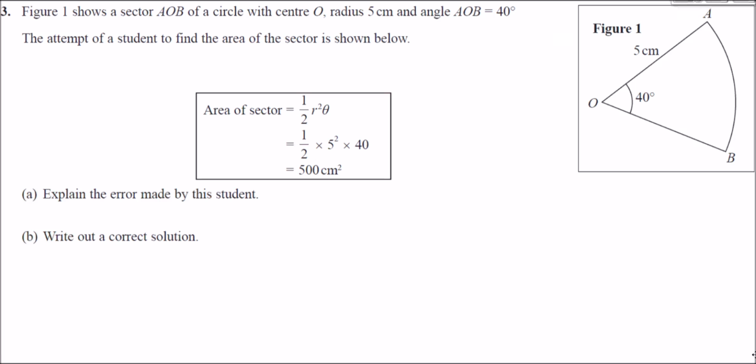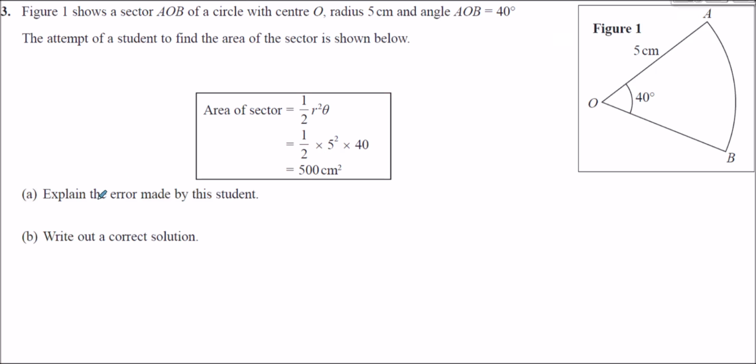Question 3 is about a sector, AOB, of a circle, radius 5 centimeters, and angle AOB at the center is 40 degrees. So a student here is attempting to find the area of a sector, and their attempt is shown below. So the area of a sector is half r squared theta. That should be familiar to you, hopefully. So we've done a half multiplied by 5 squared multiplied by theta, which they said is 40 degrees. It all looks reasonable. If you try this on the calculator, you do get 500.